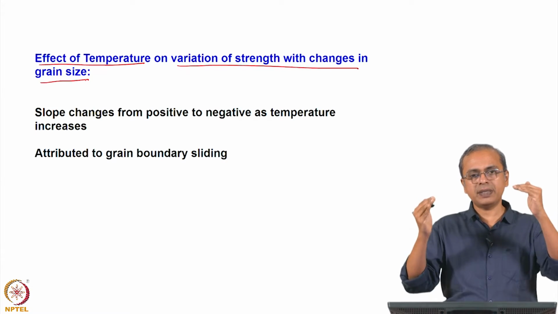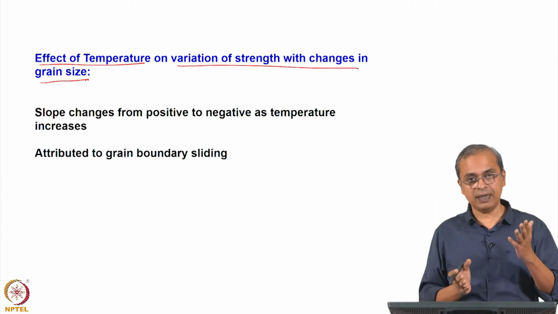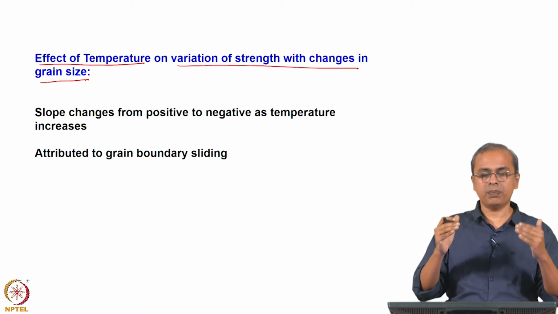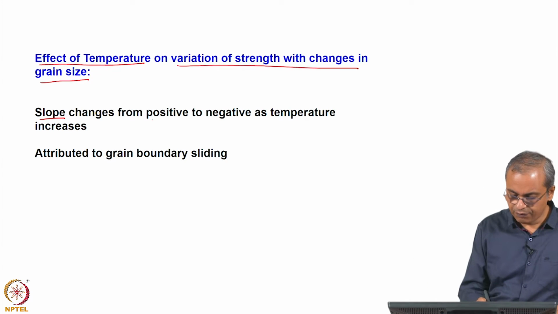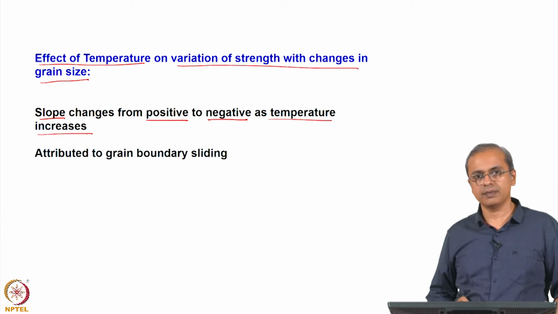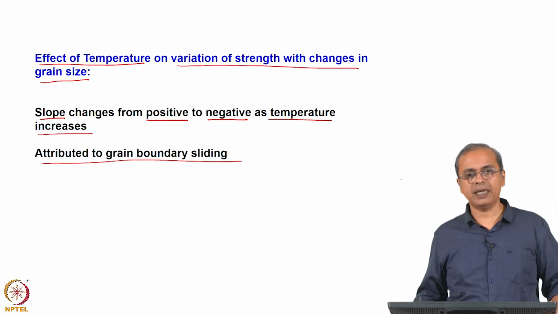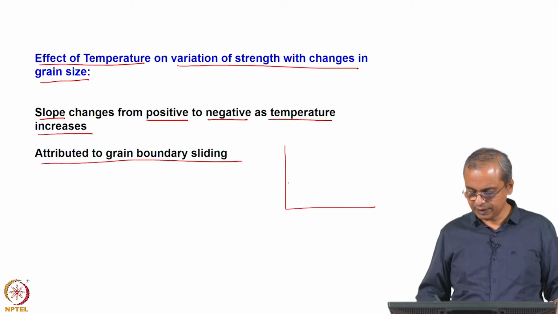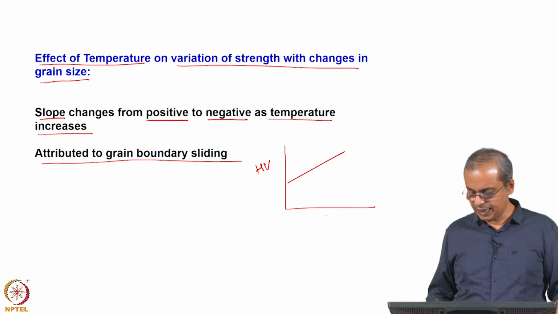If you cross some temperature, you see that the Hall-Petch relationship inverts. So, at much higher temperatures you find that the Hall-Petch relationship seems to invert, and the slope changes from positive to negative as the temperature rises. Okay. And again this is attributed to grain boundary sliding. So, this kind of behavior has been seen. It means that you draw the Hall-Petch relationship and you see a trend that looks like that. So, this is Vickers hardness and d to the power minus half.